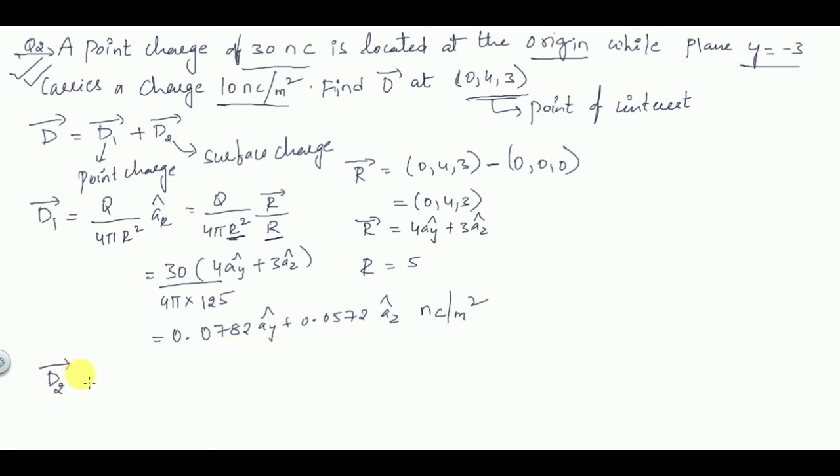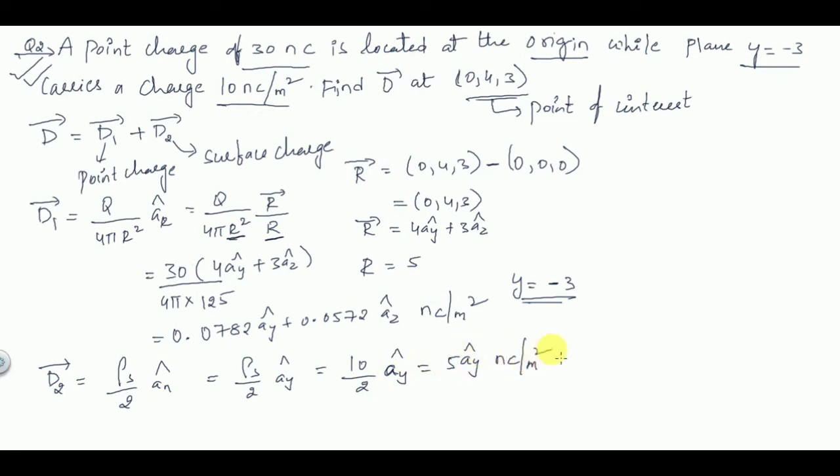Similarly, D2 bar is due to the surface charge. The surface charge formula is rho_s by 2 into a_n cap. The plane is y equals minus 3, so its normal is plus a_y cap. What is the rho_s value given? 10 nanocoulomb, so we will keep that in nanocoulomb only. So it will be 10 by 2 a_y cap, which is equal to 5 a_y cap nanocoulomb per meter square.